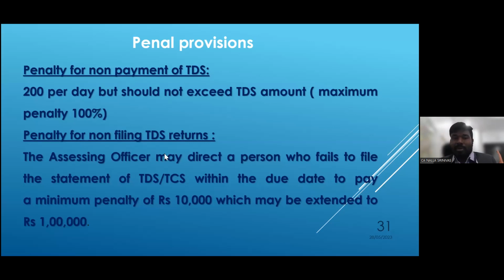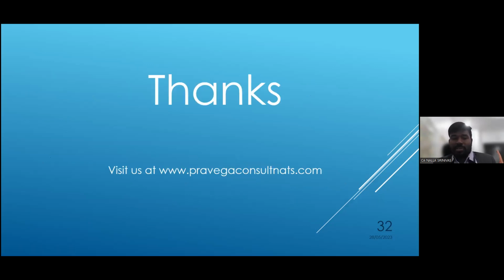Penalty for non-filing of returns. The assessing officer may direct the person who fails to file the statement of TDS or TCS. The minimum penalty is 10,000 and the maximum penalty is 1 lakh. So this is the TDS sections in brief. If you have any doubts, let me know.